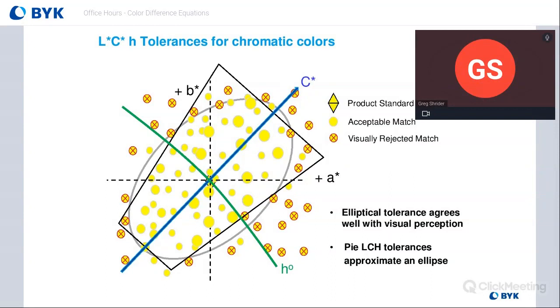Some people will use LCH tolerances, so it's referred to typically as a pi tolerance, and it's shown here in 2 dimensions. So you have your standard again in the center. This is your hue angle, so you're changing hue, and this is your chroma vector coming away from the center of color space down in this area here.